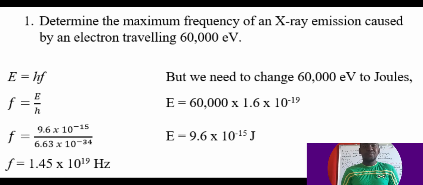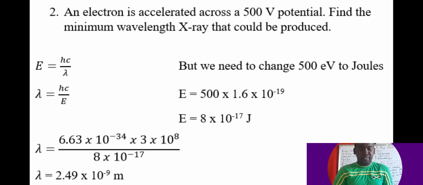All right, let's look at question two. An electron is accelerated across a 500 volt potential. Find the minimum wavelength X-ray that can be produced. All right, so from this question, we know that we want to find the wavelength, but we know that E is equal to hf. So instead of the f, we can substitute f for c over lambda that we did last lesson. So we get E equals hc over lambda, right? Now we make lambda the subject, so we get hc over E equals lambda.